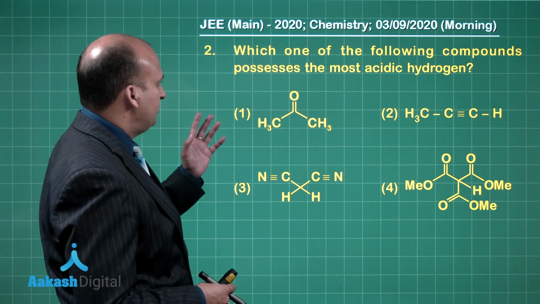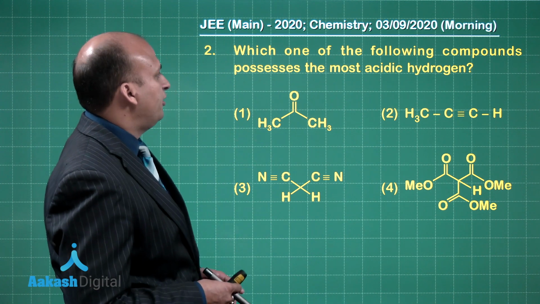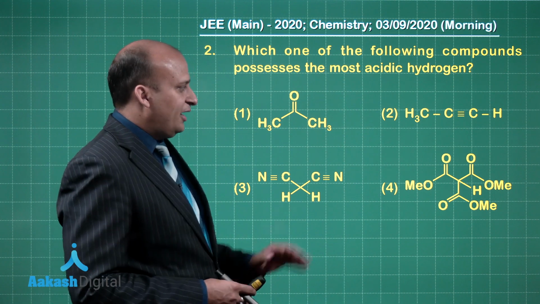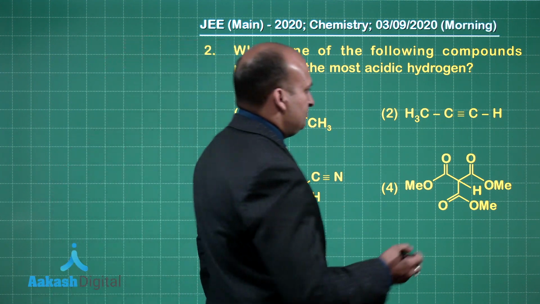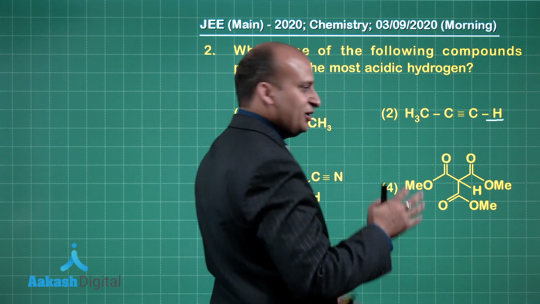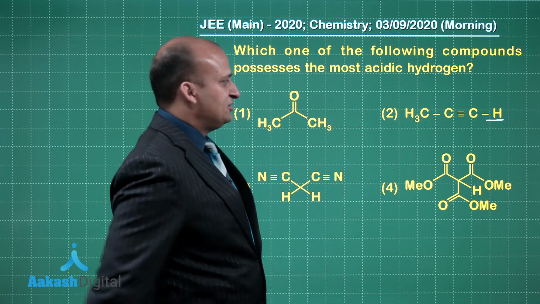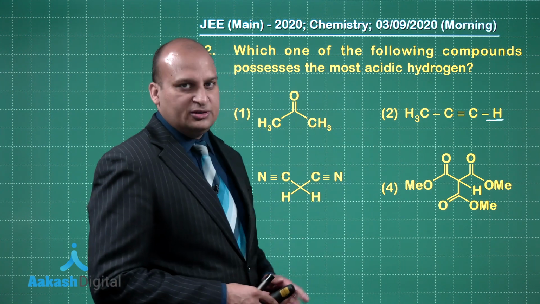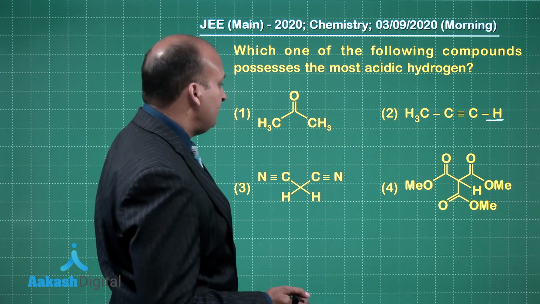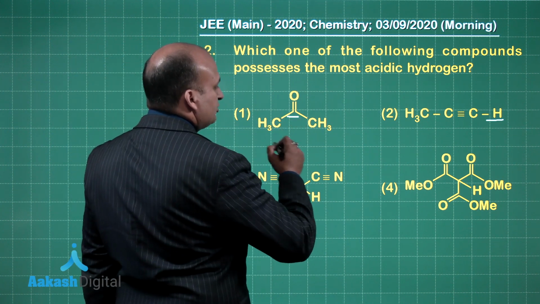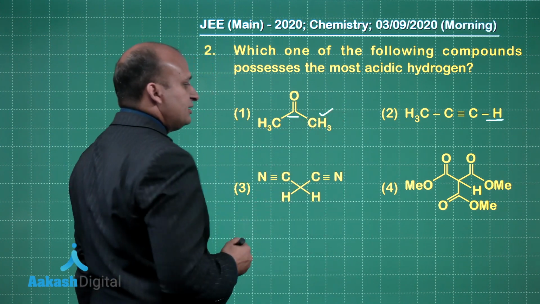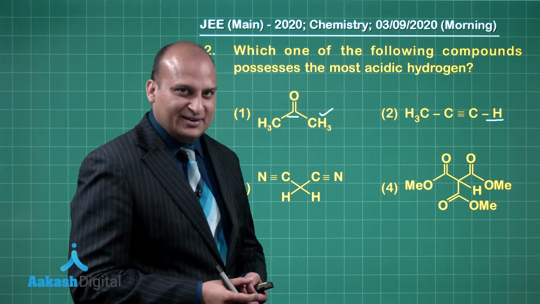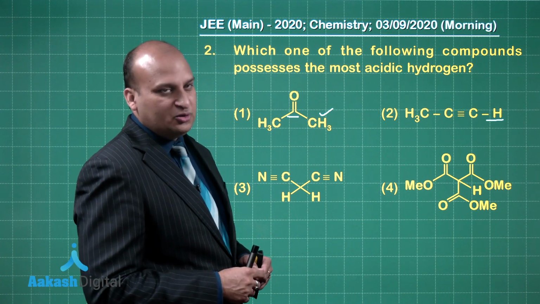Now let us look at question number 2. It says which one of the following compounds possess the most acidic hydrogen, right? I know when you look at this question, this hydrogen is where you get attracted. So yes, this is the one which we have read, because in terminal alkynes the hydrogen is acidic. But my dear friends, even in the case of carbonyl compounds, this hydrogen is acidic in nature because of the stability of enolate ion, right? So you have to take that part also into consideration.